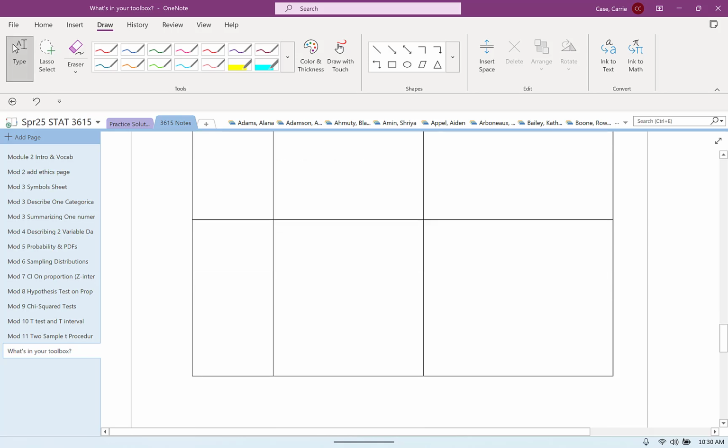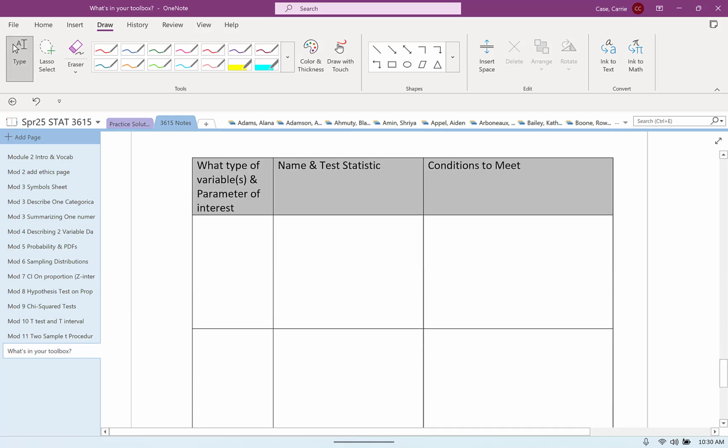So as we go through the semester, you can continue to add to this chart so you can sort of keep yourself organized. This is a great way to prepare for the final exam, but it's also something you may want to keep for future semesters when you are doing statistics in other classes to help you think about, all right, what type of hypothesis test or confidence interval do I want to do?